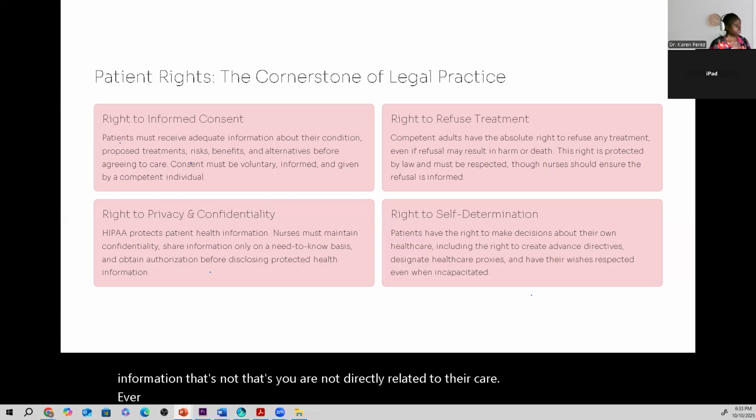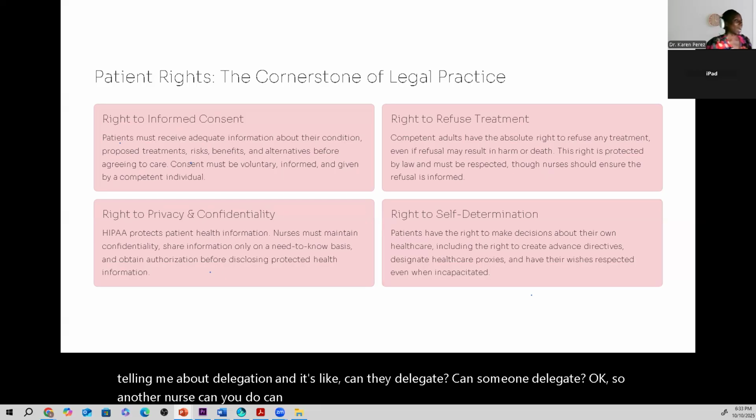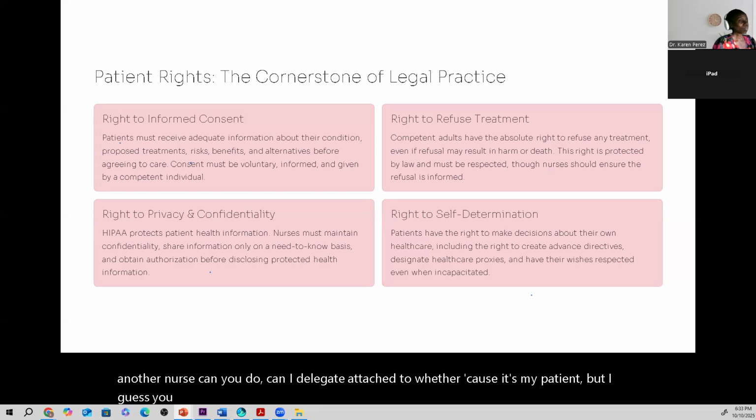In NCLEX. All right. Okay, yeah, because you're telling me about delegation, and it's like, can someone delegate that to another nurse? Can I delegate a task to you? Well, because it's my patient, I guess you cannot in a sense, because you can only delegate to a CNA.